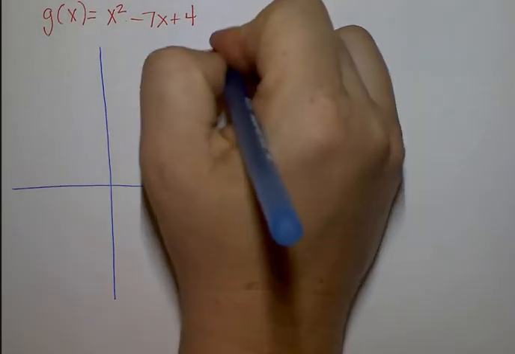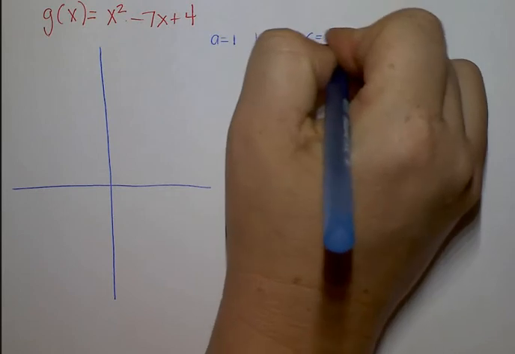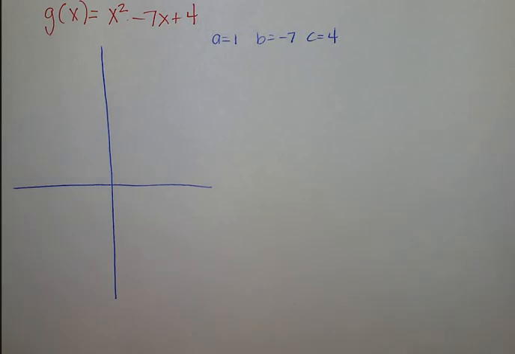I'm going to identify A, B, and C. And you don't have to do that if you can just look at the equation and you already can identify those without writing them out.